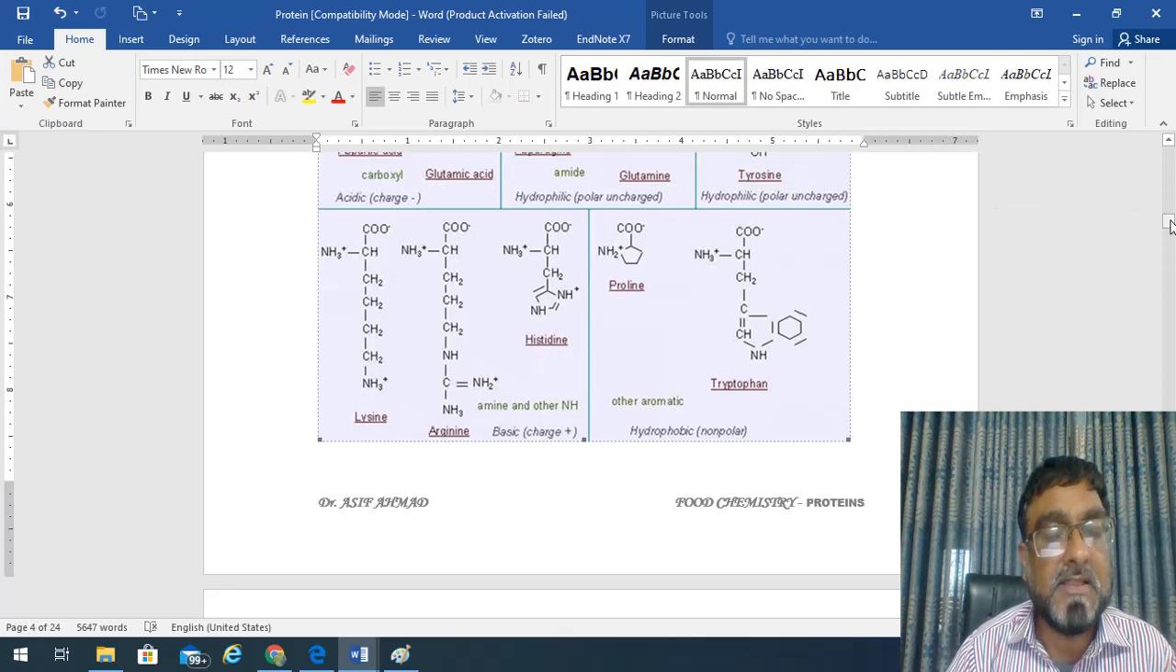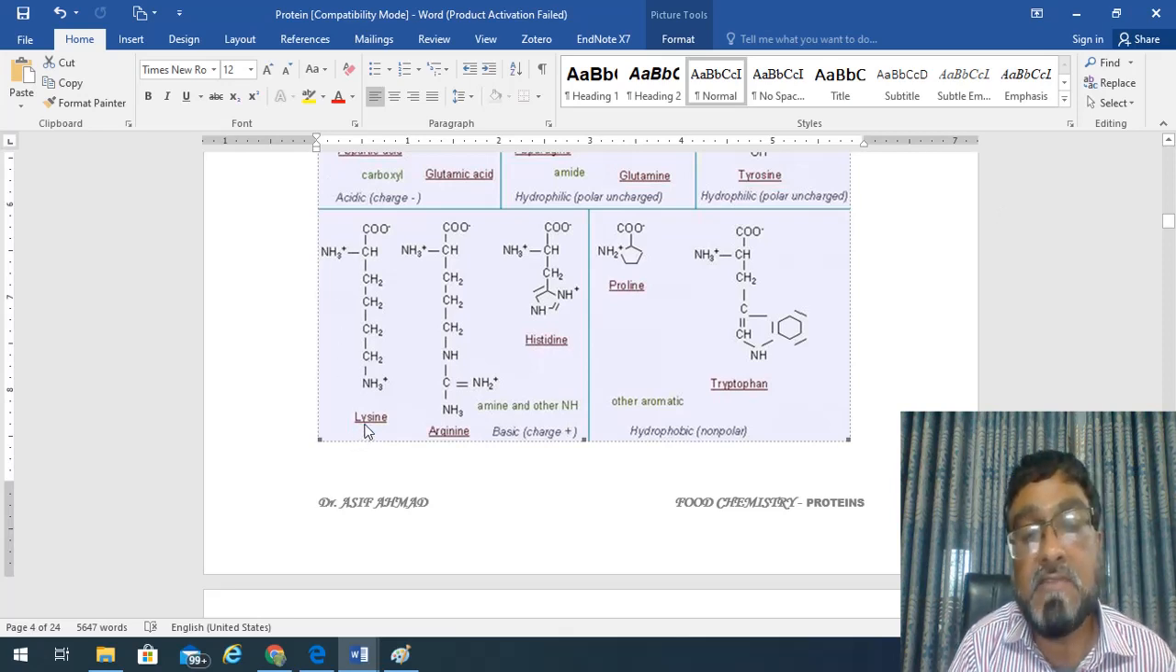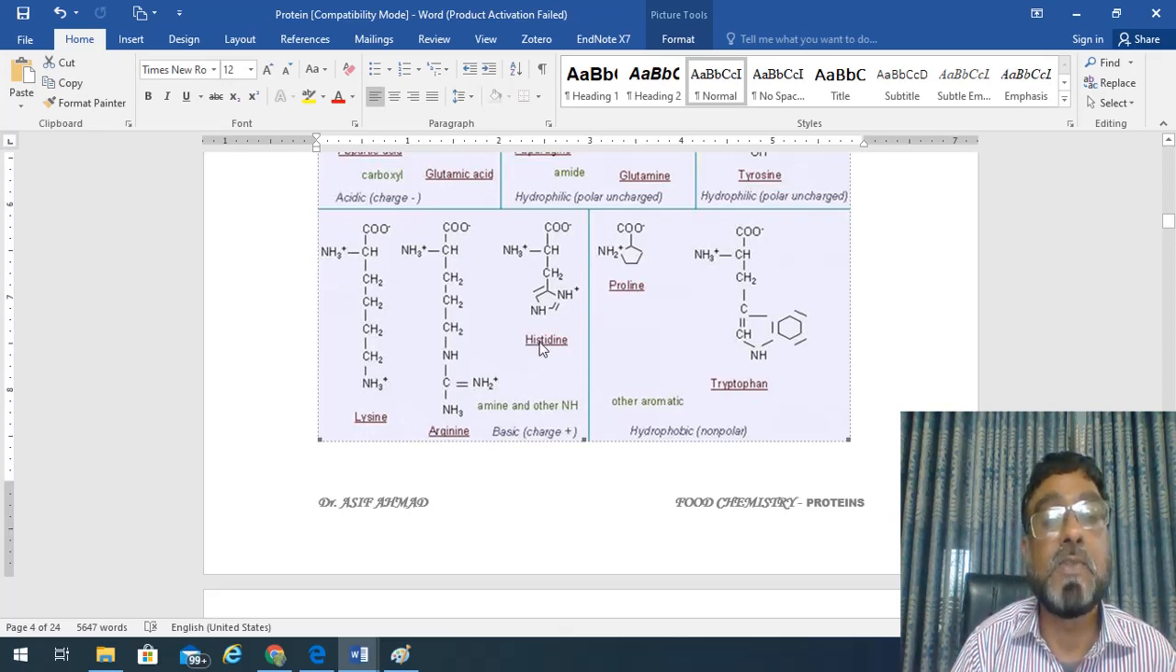Then we will be looking at the basic amino acids. Previously we have seen the aspartic acid and the glutamic acid. These have the acidic behavior, and these three amino acids have the alkaline behavior: lysine, arginine, and histidine, right? So that is containing an extra amino group in it, right? So what is this one?